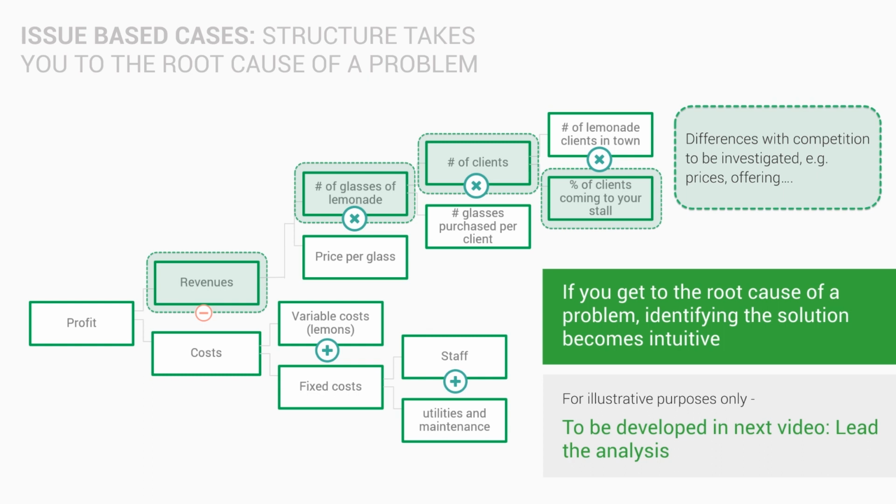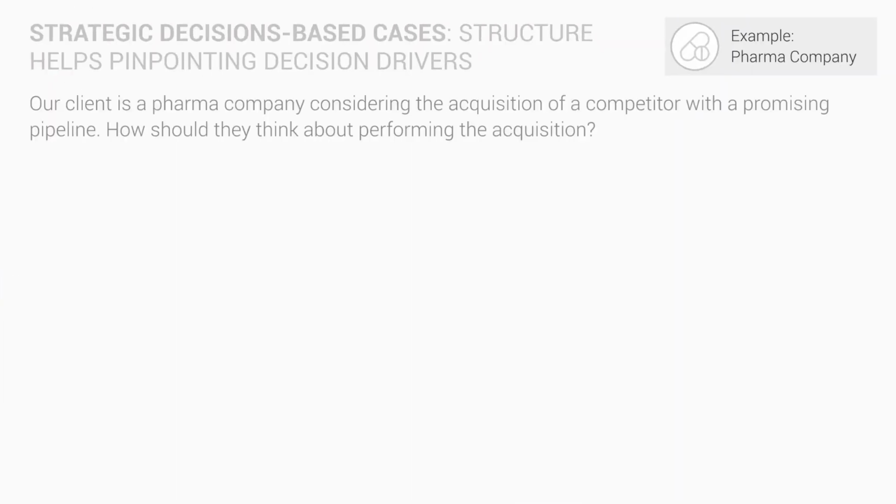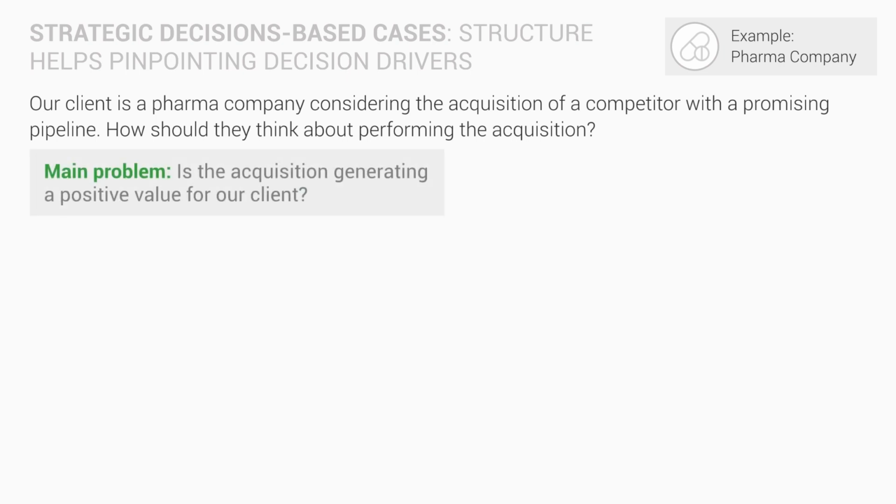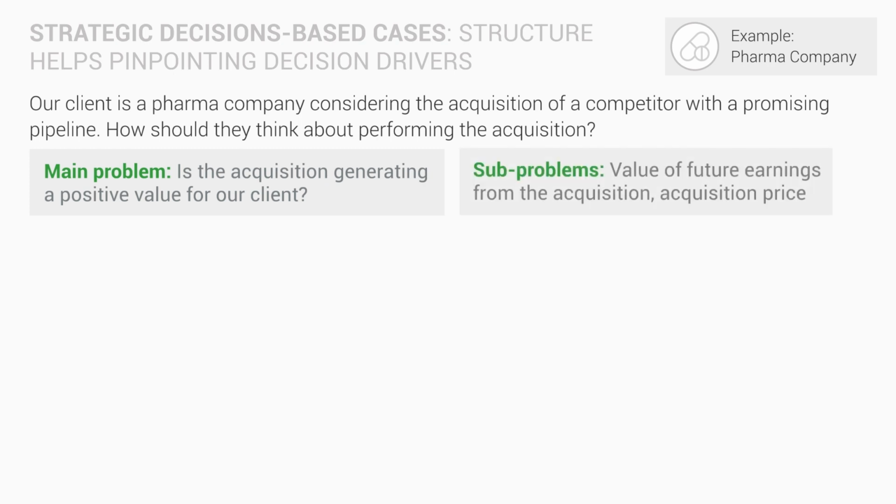In strategic decision-based cases, the structure helps in pinpointing decision drivers. Let's look at this through an example. Our client is a pharma company considering the acquisition of a competitor with a promising pipeline. How should they think about performing the acquisition? Here, the main problem is whether the acquisition is generating a positive value for our client, which implies determining the value of future earnings from the acquisition and the acquisition price.